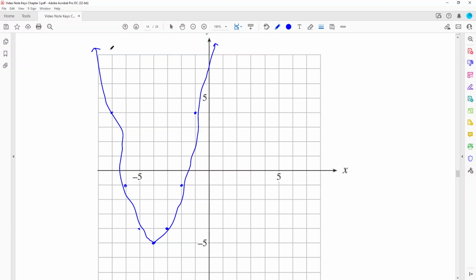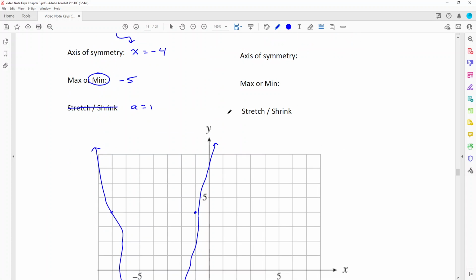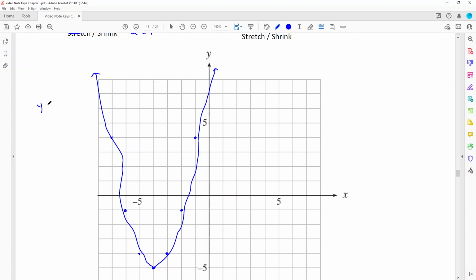Whoa, that was really wonky. Sorry, I'm not very good at keeping these straight. So this is y equals (x plus 4) all squared minus 5. So if you're going to do more than one graph in a grid, you should label it or be very clear about your color choices.